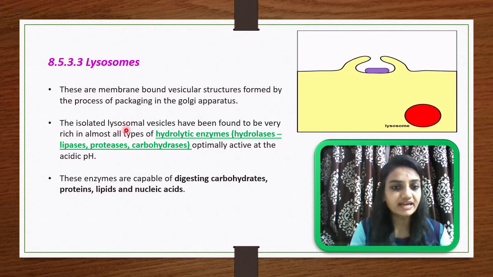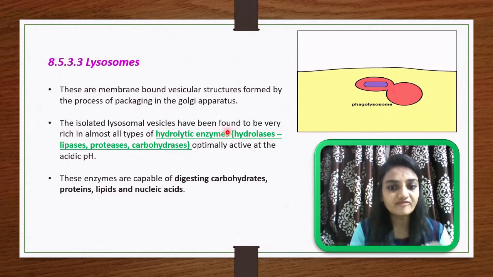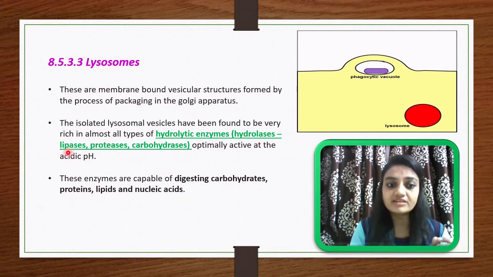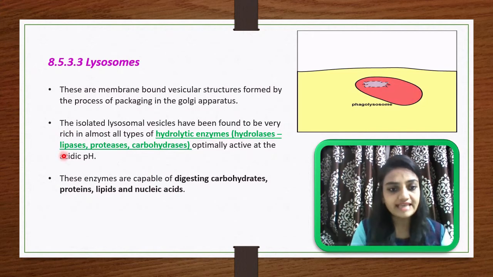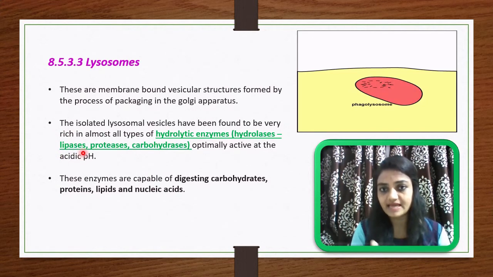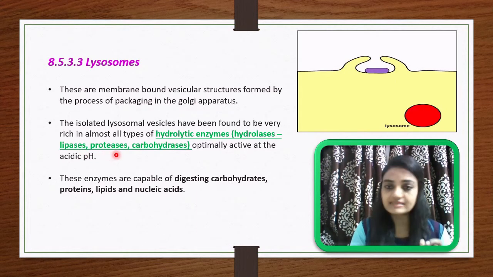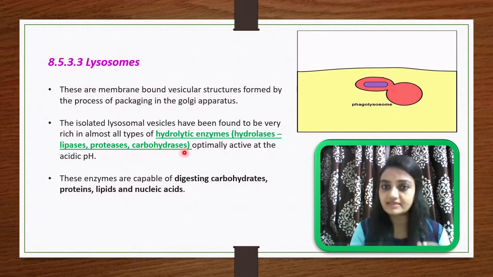The isolated lysosomal vesicle, which is isolated from the Golgi apparatus, has been found to be very rich in almost all types of hydrolytic enzymes. So, hydrolytic enzymes, especially hydrolases, include lipases, proteases, and carbohydrases. You know very well that lipases are the enzymes responsible for degrading lipids, proteases are responsible for the breakdown of proteins, and carbohydrases are responsible for the breakdown of carbohydrates.